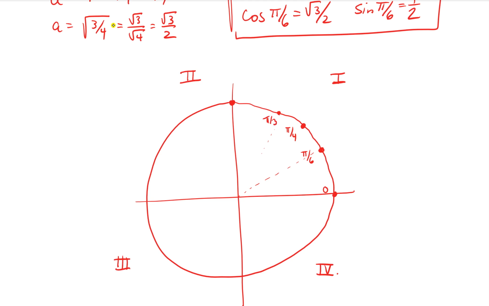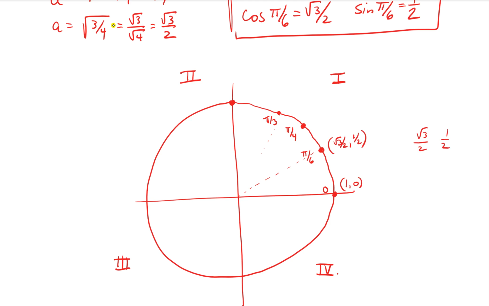And what we found is that the coordinates, so those are the values of sine and cosine, right? So the coordinates here are, this is of course 1, 0. So cosine is 1, sine is 0. This we found as being root 3 over 2 and 1/2. So those are values we're going to have to remember by heart. Root 3 over 2, 1/2.